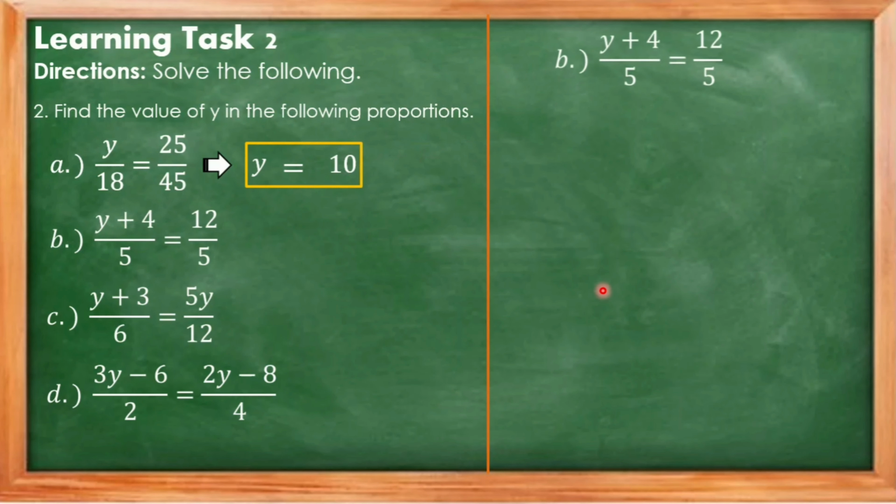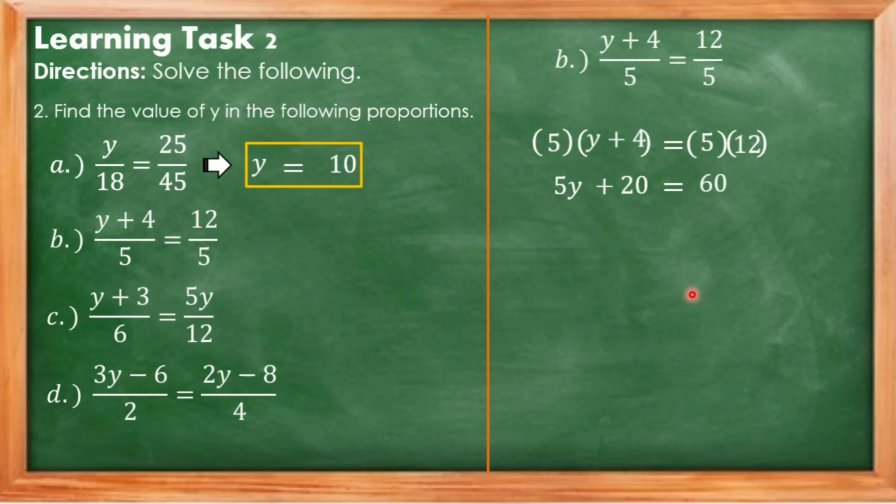Okay, so y plus 4 over 5 is equals to 12 over 5. So ganun din ulit gagawin natin, cross multiply lang din natin ulit. So y plus 4 times 5. Yung kabila naman, 5 times 12. So dito, i-distribute lang natin yung 5 dito sa mga terms na ito, sa y tsaka sa 4. So we have 5 times y is equals to 5y. Then 5 times 4 is equals to positive 20. Then 5 times 12 is equals to 60.